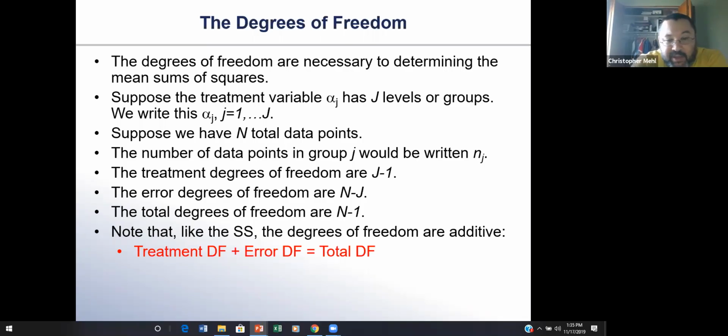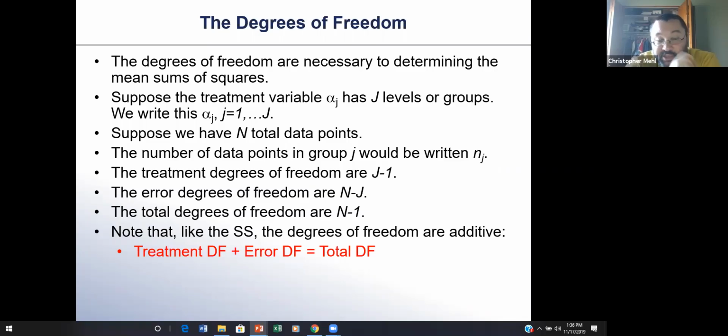If you have capital N data points, then your total degrees of freedom are the number of data values less 1. That's what we would expect. But more important than that are the error degrees of freedom. That's going to be your number of data points less your number of groups. Now, note that if you look at j plus 1 plus n minus j, you'll notice that you get n minus 1 for the total degrees of freedom.